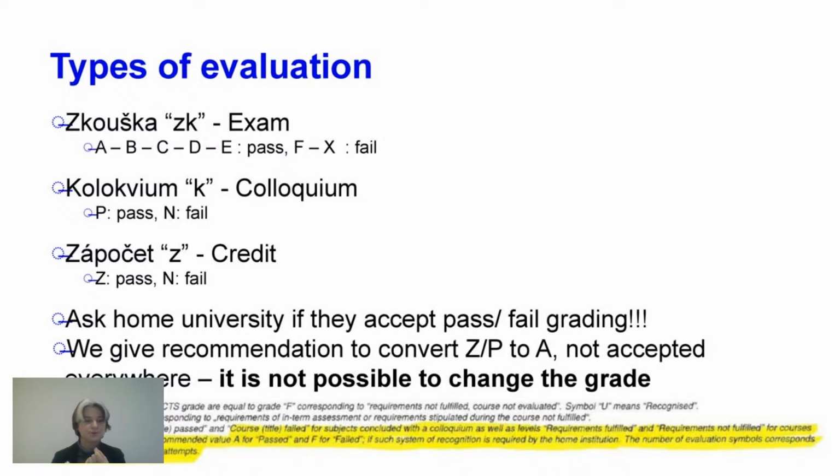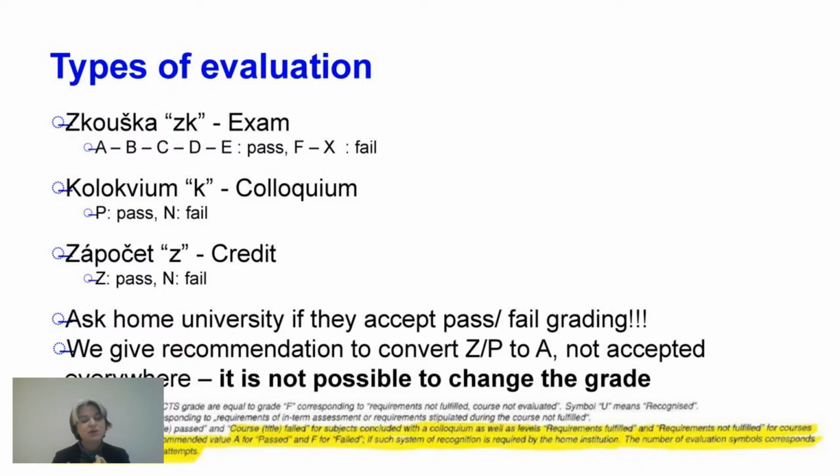Types of evaluation. We have 3 types of exams. The first one is the exam, which has those regular A, B, C, D, E grades. And then the second 2 ones are pass-fail courses. So it's a colloquium and a credit course. Colloquium, you can either pass or not pass, so you get the grades P or N. And the credit course, you get the Z for zápočet, which means credit, or N for non-credit, to make it easier to remember.